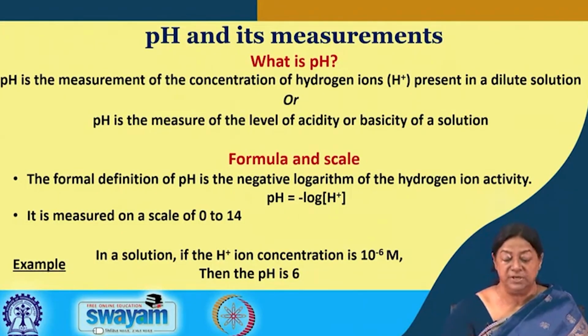formal definition of the pH is given here as the negative logarithm of the hydrogen ion activity, and when this solution is dilute, we say that this is the negative logarithm of the hydrogen ion concentration. It is measured on a scale from 0 to 14. For example, in a solution, if the hydrogen ion concentration happens to be 10 to the minus 6 molar, then if we plug the value of 10 to the minus 6 molar for the hydrogen ion concentration, we get a value of pH that is equal to 6.